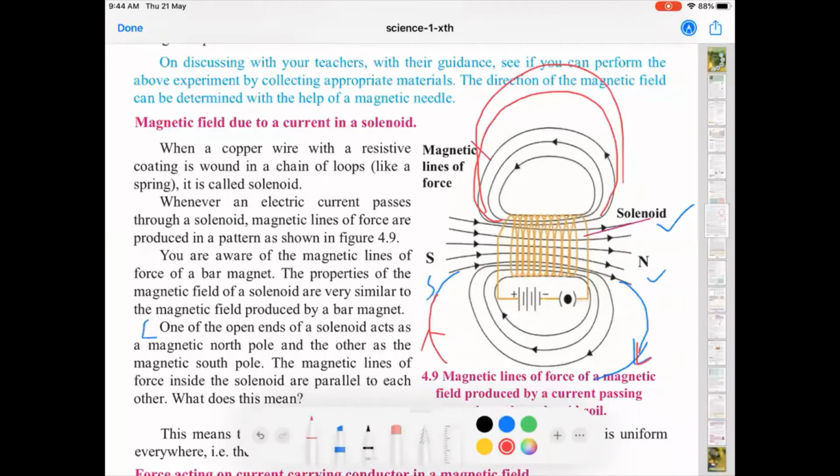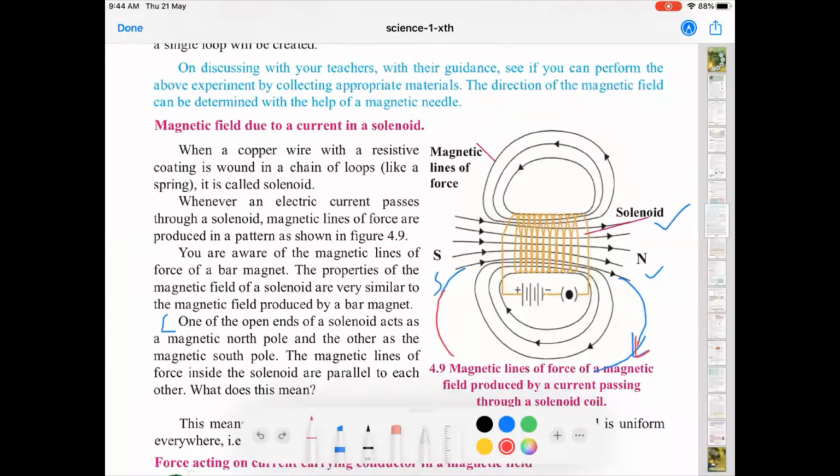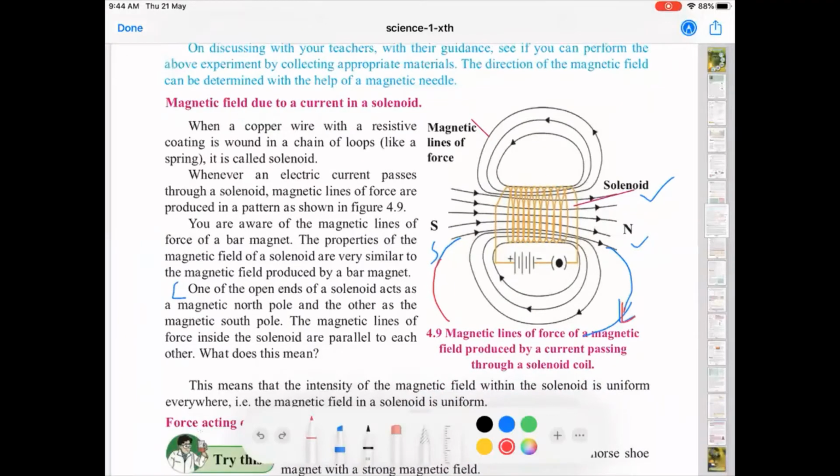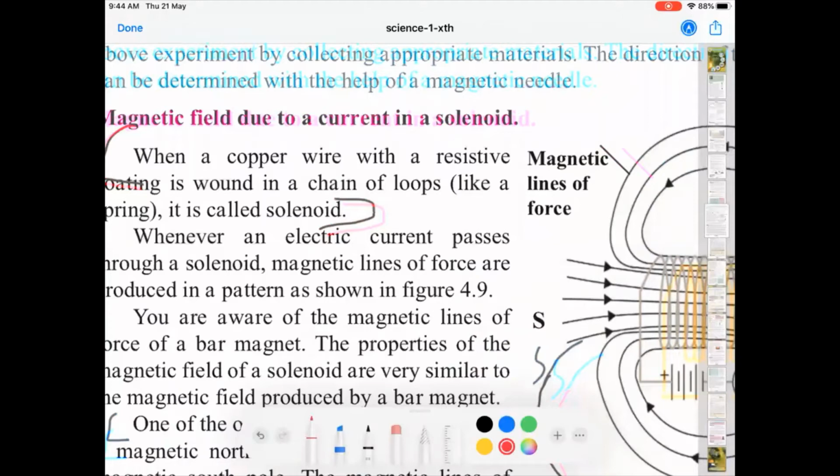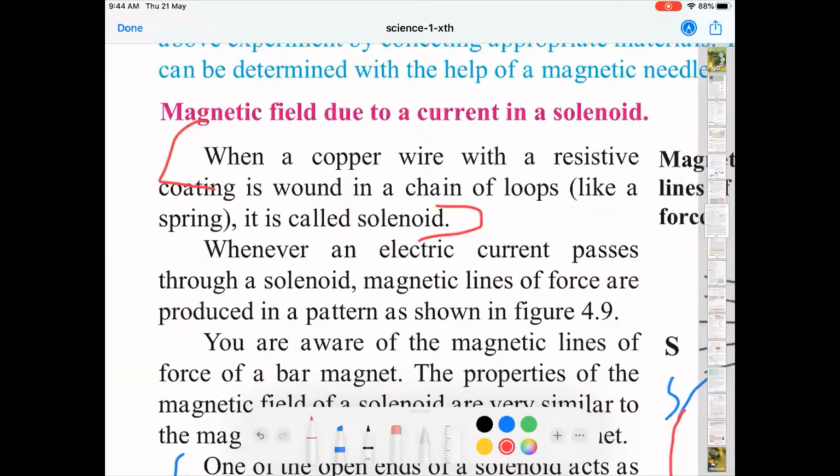So this is very important. To understand that, as you can see here, near the coil the magnetic lines of force are very close to each other, and as you go away, they go far away from each other. A solenoid is nothing but a copper wire with a resistive coating wound in a chain of loops. When a copper wire with a resistive coating is wound in a chain of loops, it is called a solenoid.